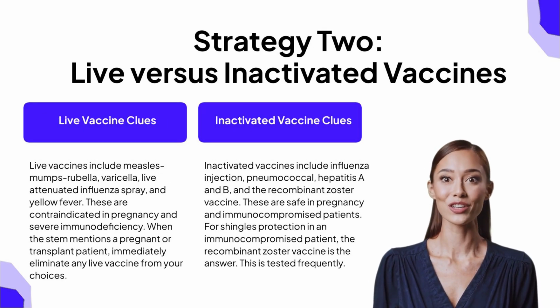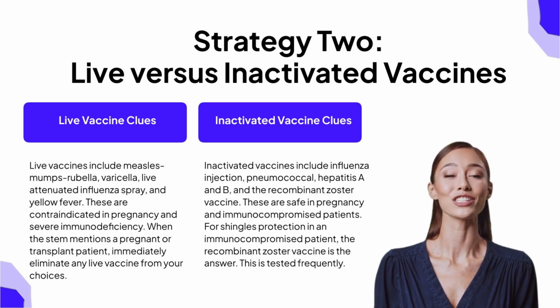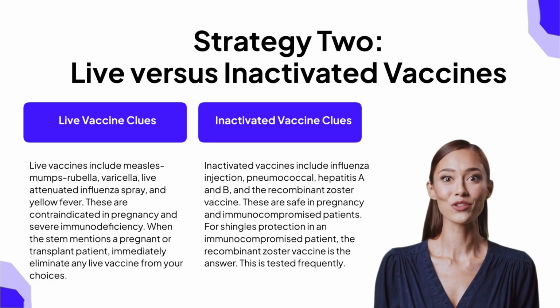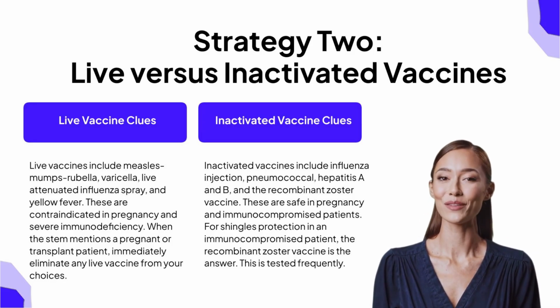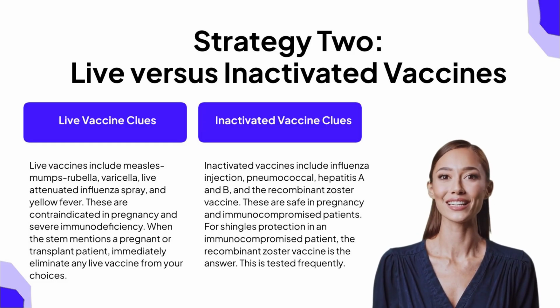Strategy 2 is knowing your live versus inactivated vaccine rules. This is probably the single highest yield concept for immunization questions. The board loves to give you a patient who is pregnant, on chemotherapy, or post-transplant, and then ask which vaccine is appropriate. Your job is to immediately eliminate all live vaccines from the answer choices. Live vaccines include measles, mumps, rubella, varicella, the nasal spray influenza vaccine, and yellow fever. Inactivated vaccines are safe for immunocompromised patients and pregnant women.